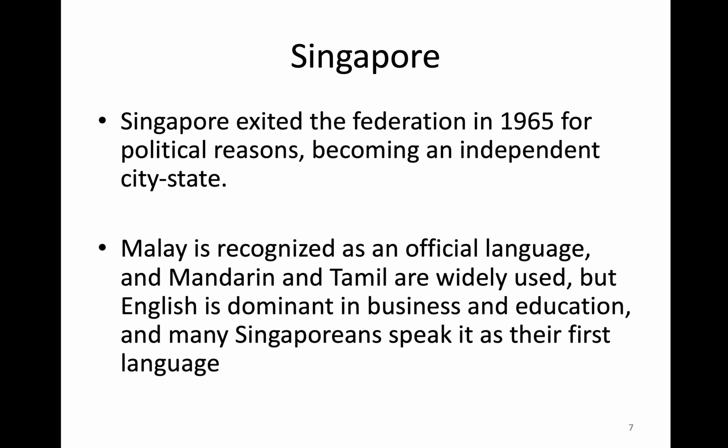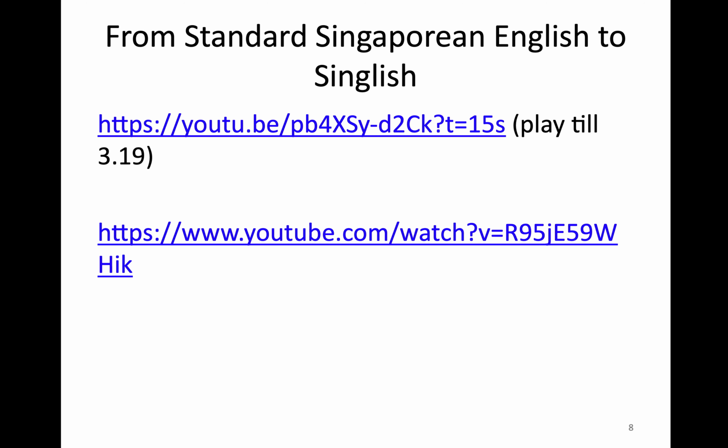Now, within Singapore, Malay is recognised as an official language, and Mandarin and Tamil are widely used, Tamil being a language originally from southern India. It's a Dravidian language. But English is dominant in business and in education, and many Singaporeans speak it as their first language. Now, like all varieties of English, Singaporean English displays a range of variation according to social class and to formality of the situation and so on. So there's a spectrum from standard Singaporean English at one end to the most non-standard forms of Singaporean English on the other end. Those most non-standard forms are also known as Singlish.